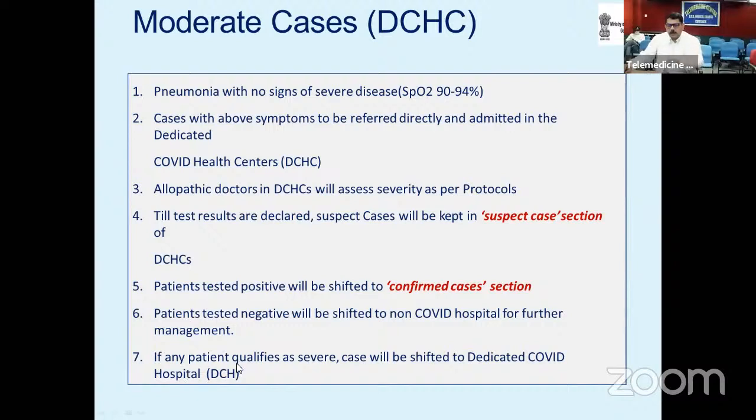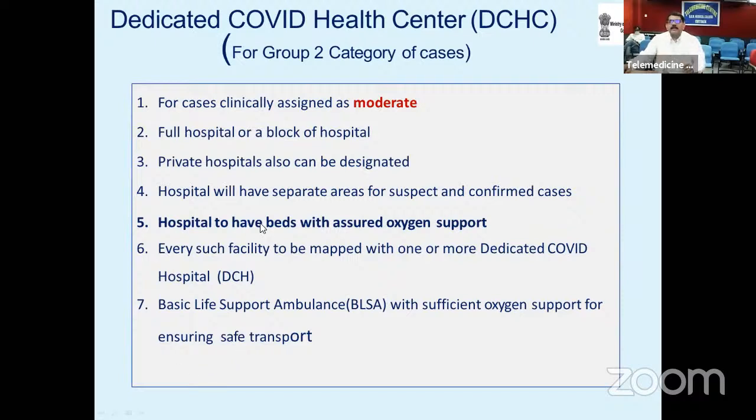Like I told you, the Ashwini Hospital is a dedicated COVID hospital. So here, for moderate cases, a full hospital or a block of a hospital can be converted to DCHC. Private hospitals also can be designated, which you see of late we have taken Shadguru, we have taken Ashwini, we have taken the Tata COVID hospital in Borampur, we have taken SUM, taken KIMS. The hospital will have separate areas for suspect and confirmed cases. The hospital is to have beds with assured oxygen support.